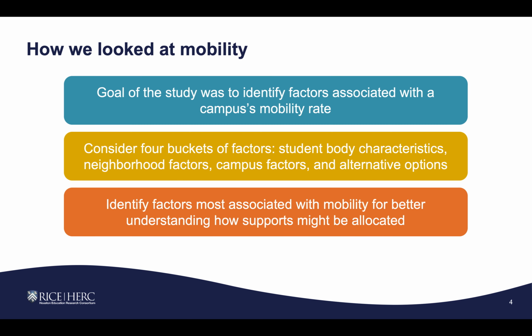Now, let me tell you a little bit about how we looked at mobility for this study. First, our goal was to identify which factors are associated with campus mobility rates. Next, we identified four main buckets of factors: student body characteristics, neighborhood factors, campus factors, and alternative options. All of these characteristics were taken into consideration in our analysis. I will discuss them in more detail ahead in the presentation. Lastly, we identified which of these factors are most associated with mobility rates so that we can provide you with a better idea of how supports and resources might be allocated.